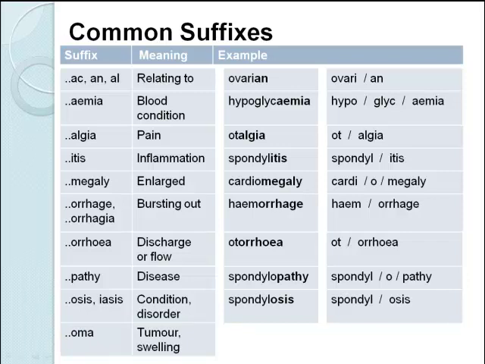Oma means tumour or a swelling. A tumour means a mass or a lump. The word tumour itself does not mean cancer, though we often relate it to that. So let's look at a word example. A hematoma. In this case, let's break it down. Oma is going to mean swelling, and hemat is blood. So actually what we have here, a hematoma, is a swelling containing blood.